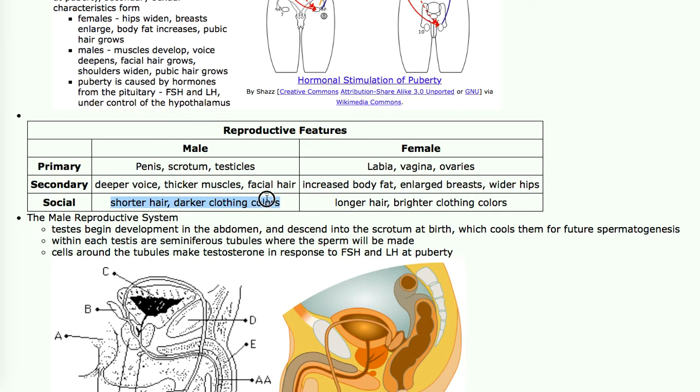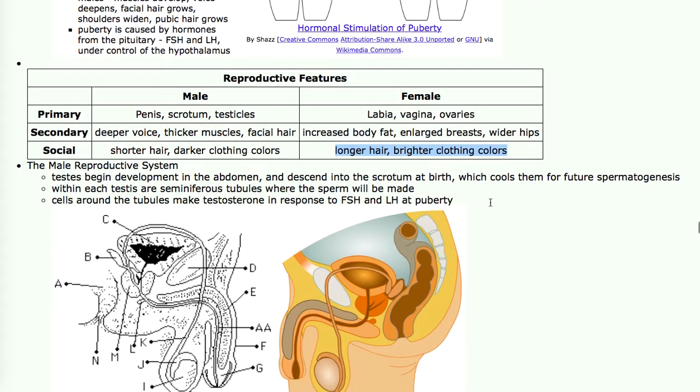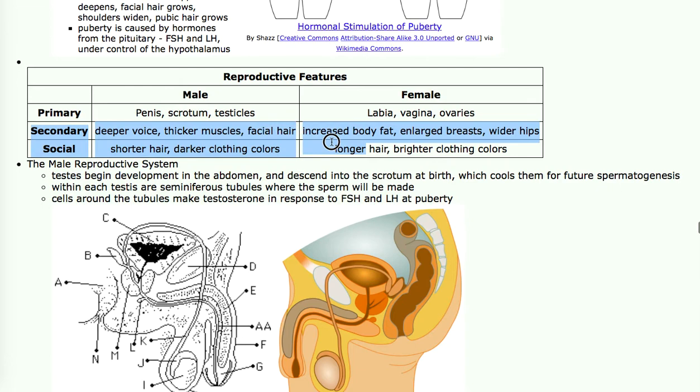Males usually wear their hair shorter. They behave differently than females. They usually wear darker clothing colors. Females have longer hair, brighter clothing colors, and behave differently than males. It's these two sets of characteristics that really determine how we interpret gender. So when you meet somebody at the mall, you're not able to see their primary sexual features. You are interpreting gender by secondary features that you can see through clothing and social features in terms of how people are acting, what clothing they're wearing, etc.